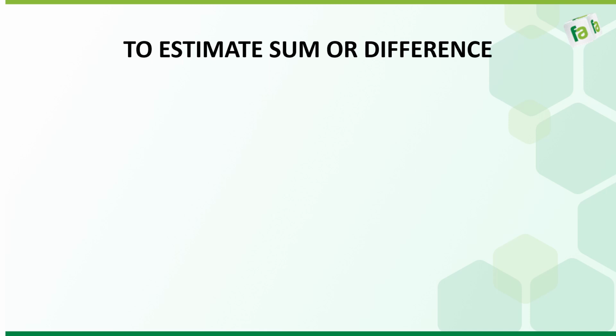The population of a town was 78,787 in the year 1991 and 95,833 in the year 2001. You have to estimate the increase in population by rounding off the population in each year to the nearest thousands place.